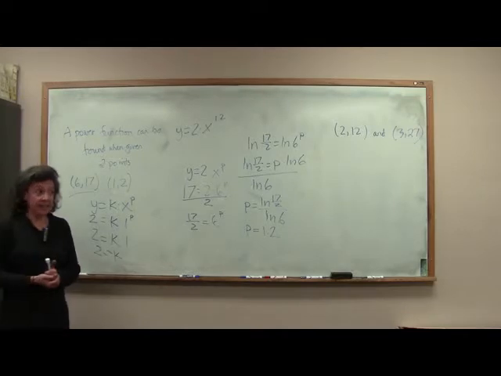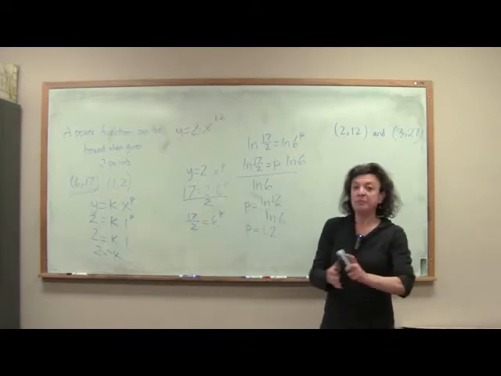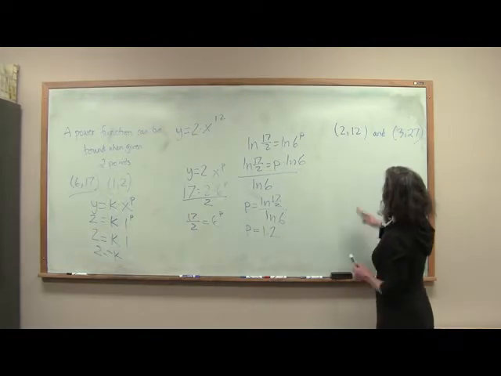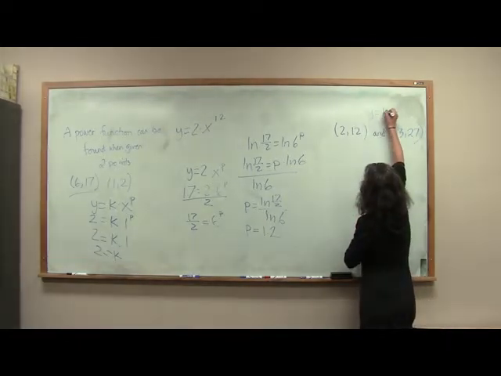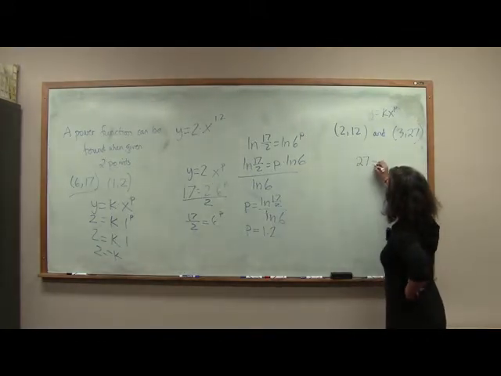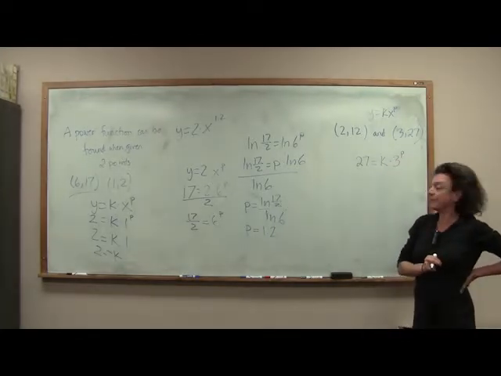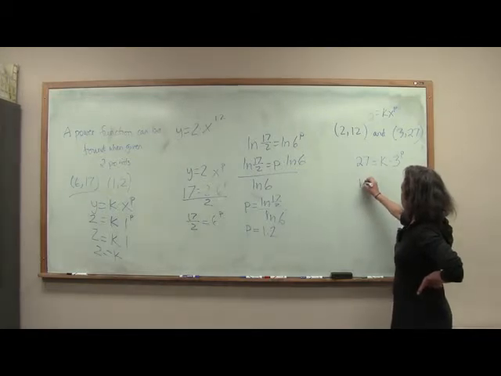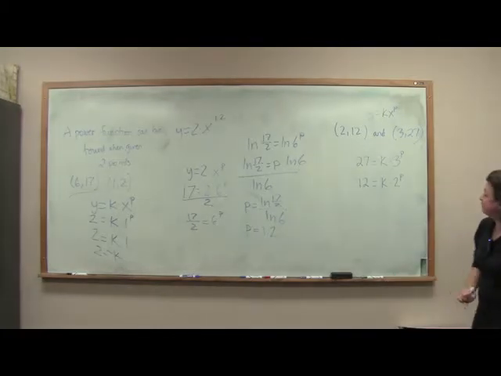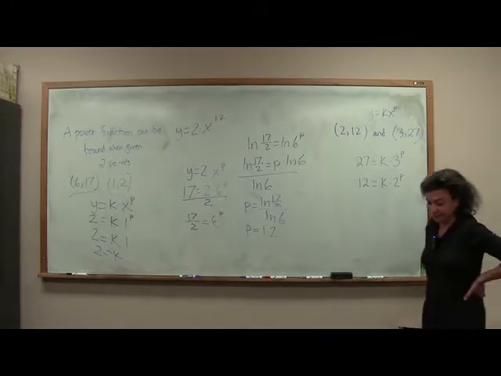Now, my technique that I show you is going to bring you back to something that we've done before with our exponential functions. Do you guys agree that, if I'm wanting to find k x to the p, from this ordered pair, I could say 27 is k times 3 to the power of p? And for this equation, I get 12 is k times 2 to the power of p. Again, I plugged my ordered pairs in for x and y.